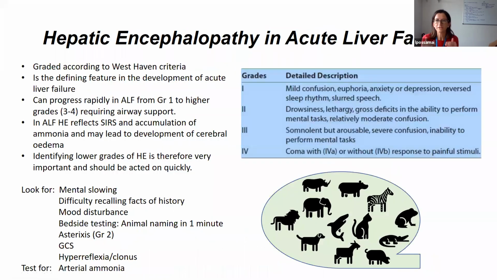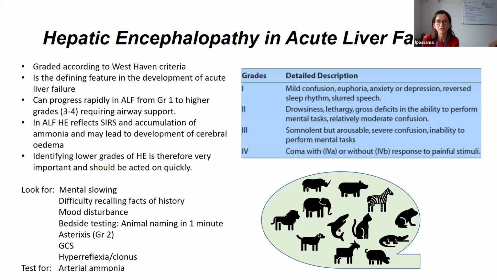Because encephalopathy is this really key feature of recognising acute liver failure, and that has massive prognostic significance, I just wanted to talk briefly about some tips for clinical practice when you're assessing patients. Encephalopathy in acute liver failure is graded by the same criteria we use to grade encephalopathy in cirrhotic patients. So the West Haven criteria, which grade the degree of encephalopathy from 1 to 4, with 1 being quite subtle cognitive deficits and 4 being coma.